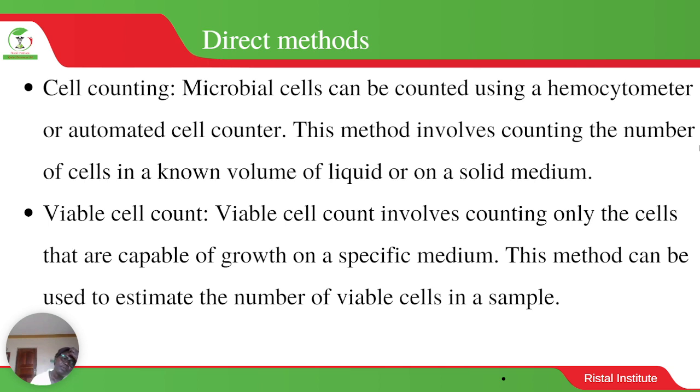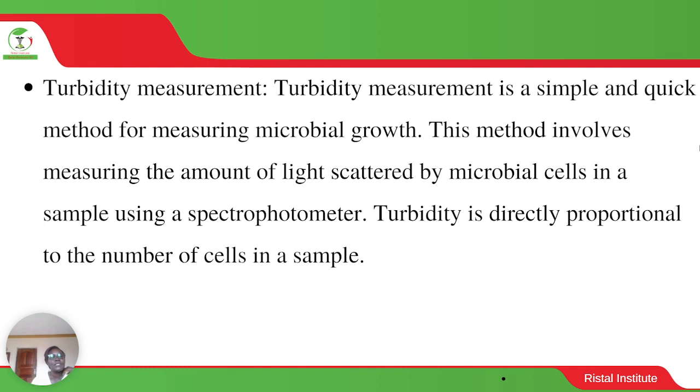Let's continue with some of the factors that affect microbial growth. Oxygen supply is also another factor. When we talk of oxygen supply, this can be in the form of aerobic or anaerobic conditions. Then we have acidity or pH. Then we have the redox potential. Then we have the presence of natural antimicrobial substances.